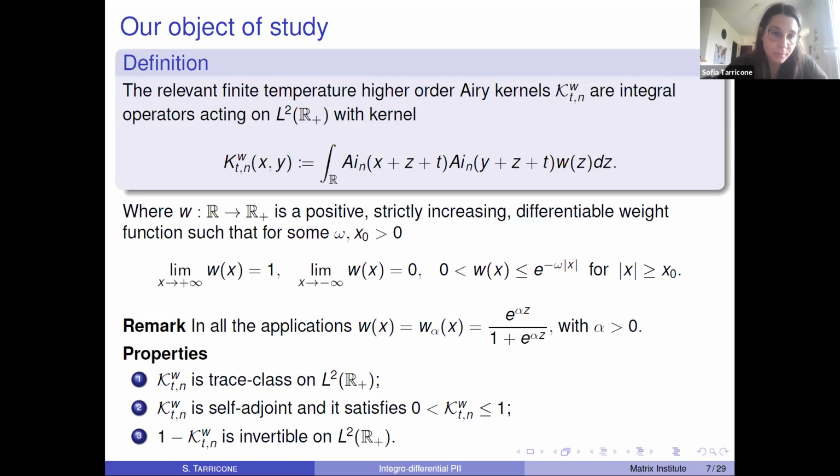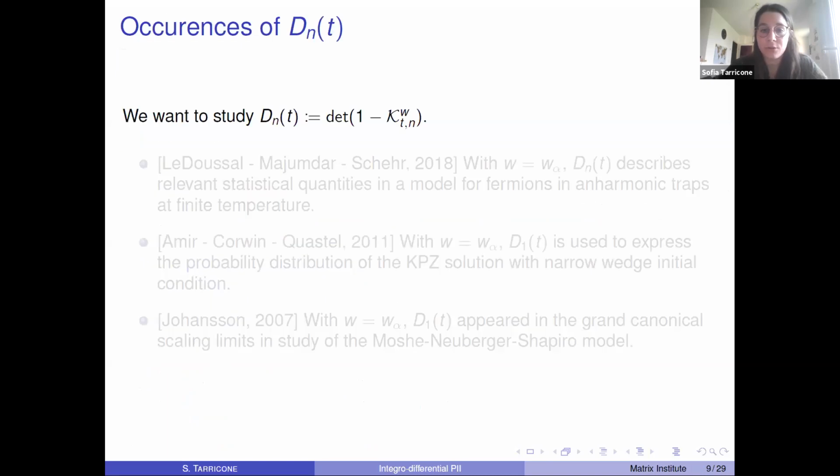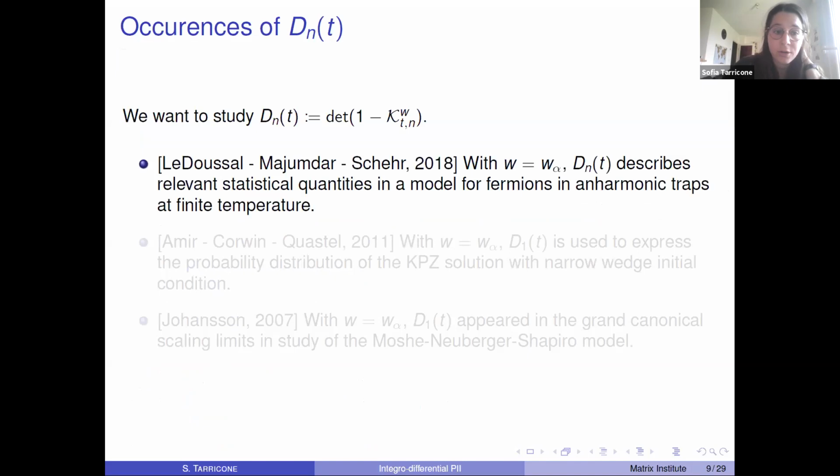But of course, the main motivation for us to study the Fredholm determinant of the higher order finite temperature operator is the fact that they appear in many, many applications. First of all, they appear again in this paper in order to study the same model for fermions, but this time at finite temperature. So it's the model that we saw just for the harmonic trap yesterday in the talk of Gregory. But this is not the only application.